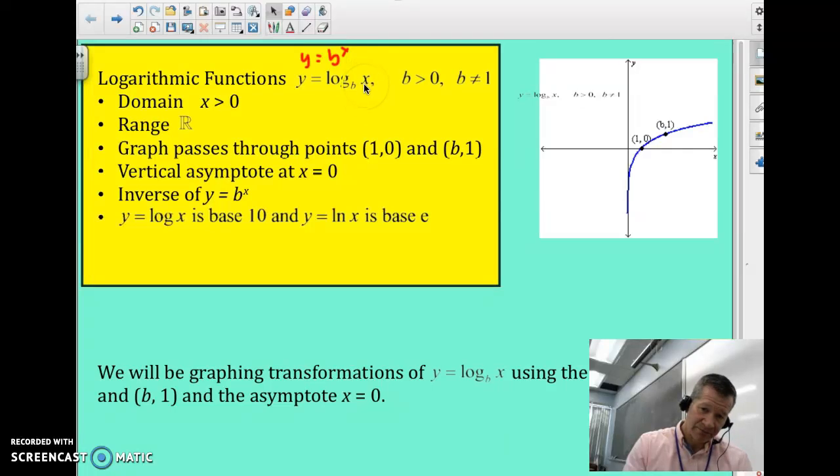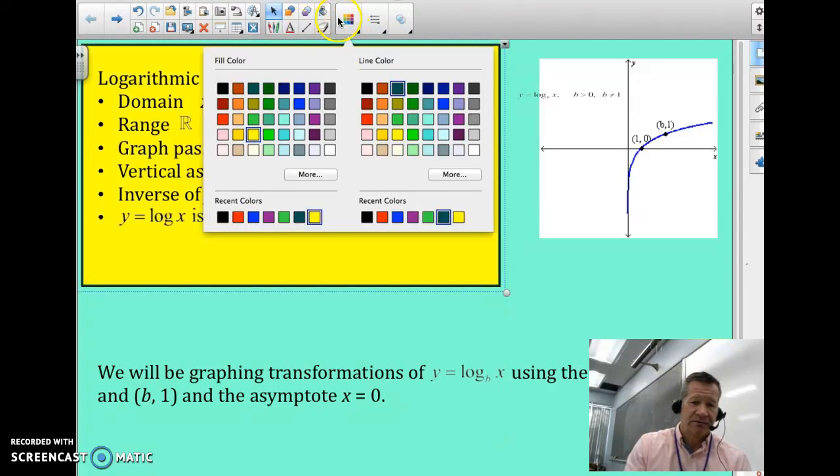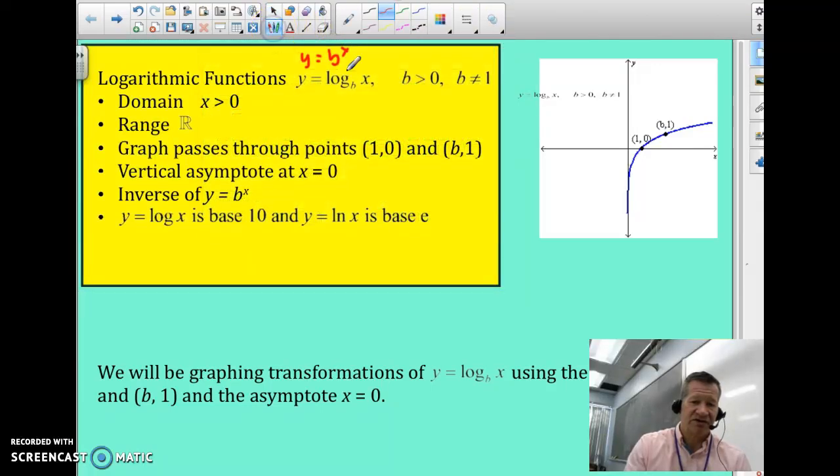Now when I put 1 in, the log of 1, what's that? Well, it's asking a question. Remember, logs find exponents. So b to what power would give us 1? And that has to be the 0 power. And then if I put b in here, now it says b to what power will give me b? Well, b to the first power will give me b, so that's a 1.